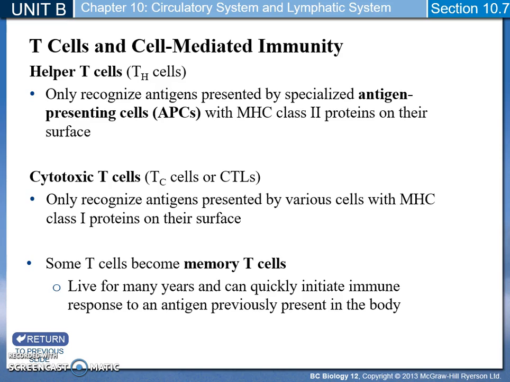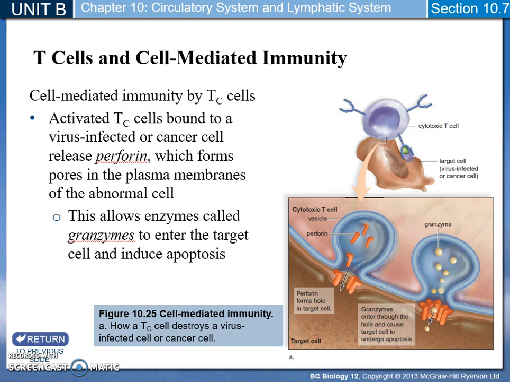The helper T cells only recognize antigens that are presented by specialized antigen presenting cells with MHC class II proteins on their surface. The cytotoxic T cells only recognize antigens presented by various cells with MHC class I proteins on their surface. So some T cells actually become memory T cells, and again, they will live for many years and can quickly initiate an immune response to an antigen that's previously been present in the body. So it will therefore initiate a much faster response to that particular antigen if it ever gets encountered again.